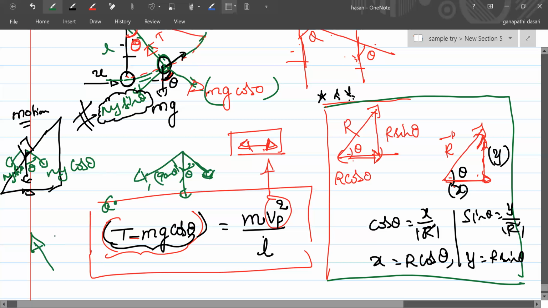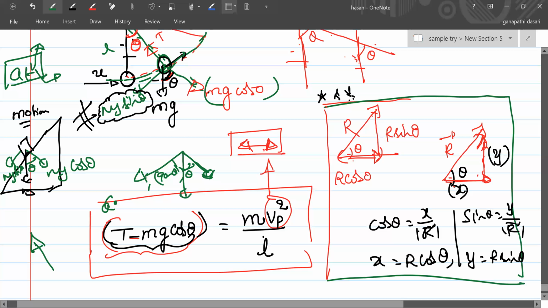Yes, sir. Understood, sir. But what can this mg sin theta do? If you have a question of this sort, this mg sin theta is tangential to the circular motion, isn't it right? What this mg sin theta will do is provide that AT that you have learned in the first lecture. What it can do is either speed up or slow down. Here it is slowing down, because the ball is going upwards, but the force is downwards.